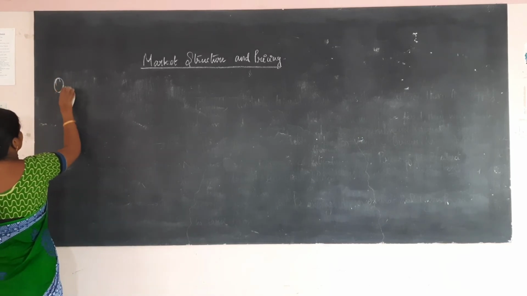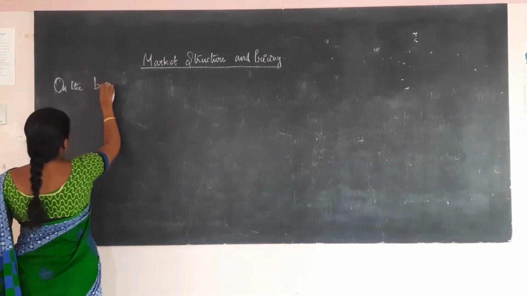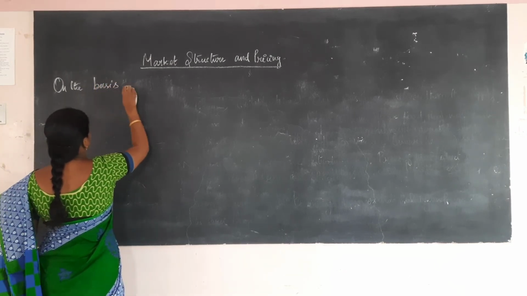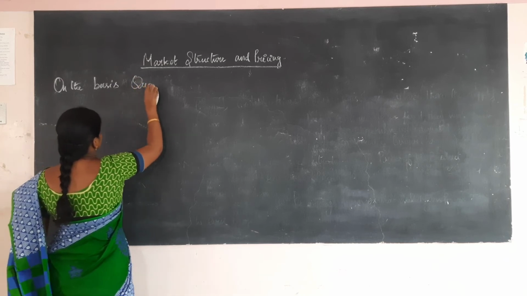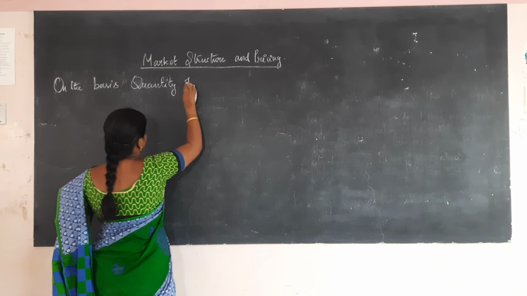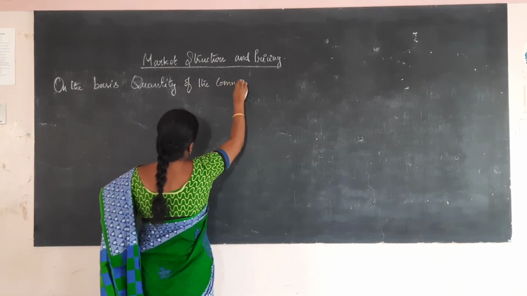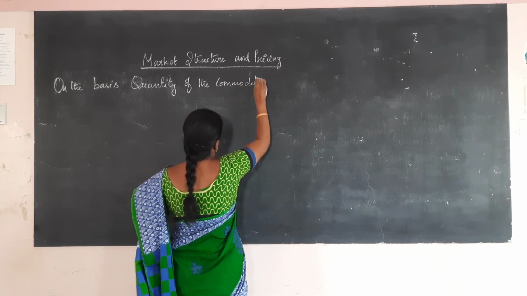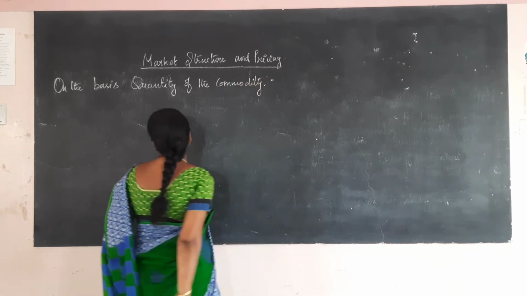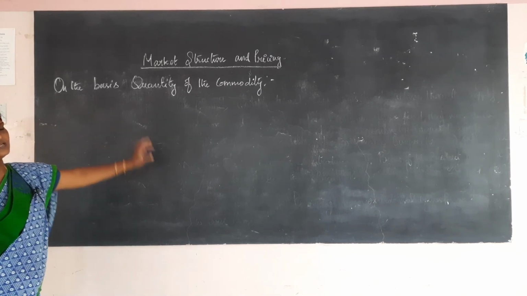Third one, on the basis of quantity of the commodity. Next, the market is classified on the basis of quantity of the commodity.